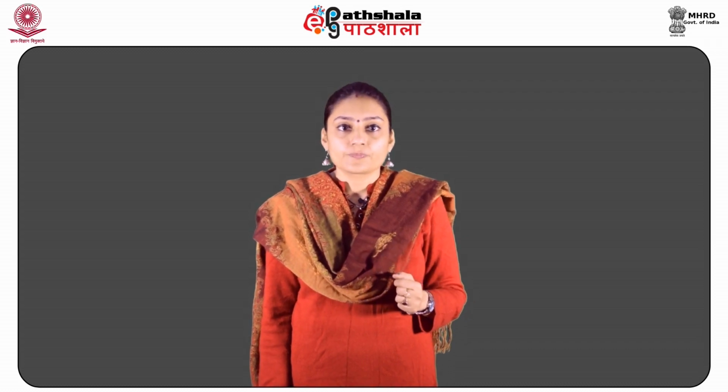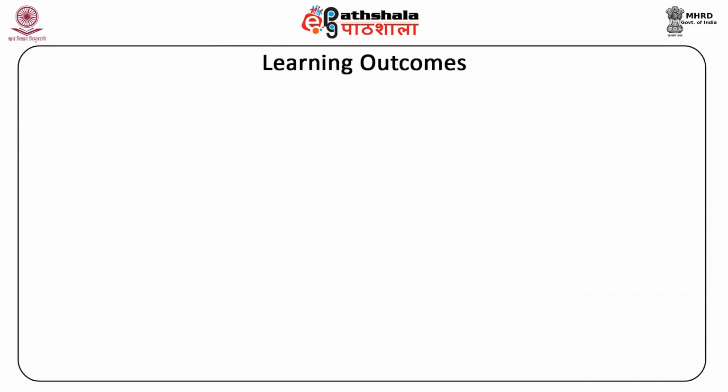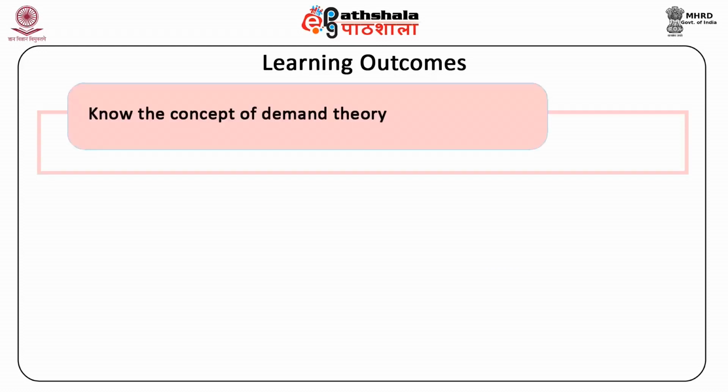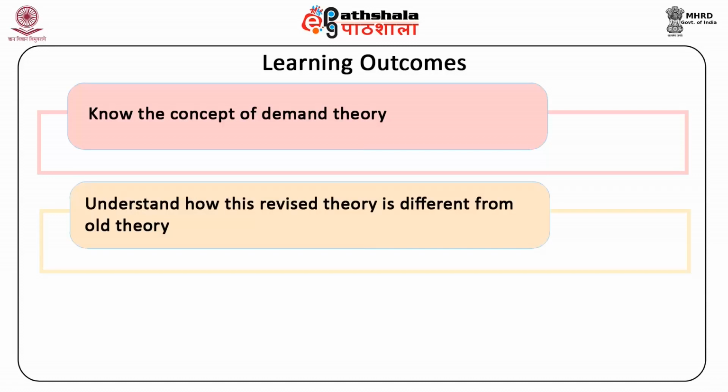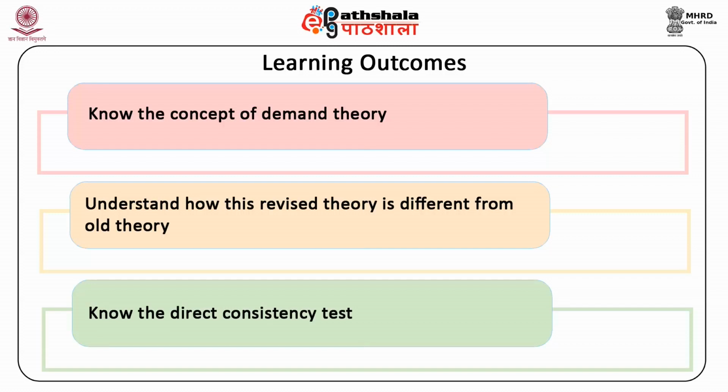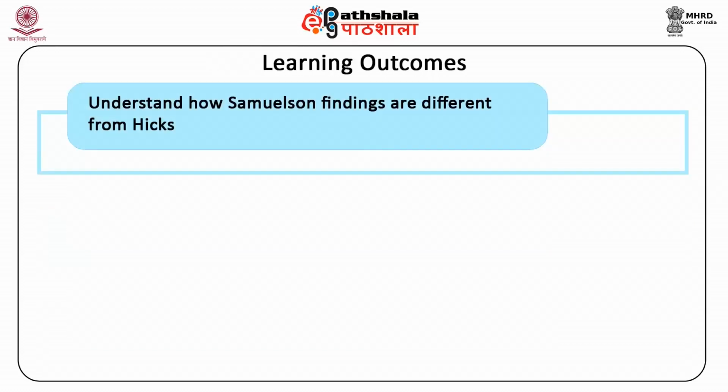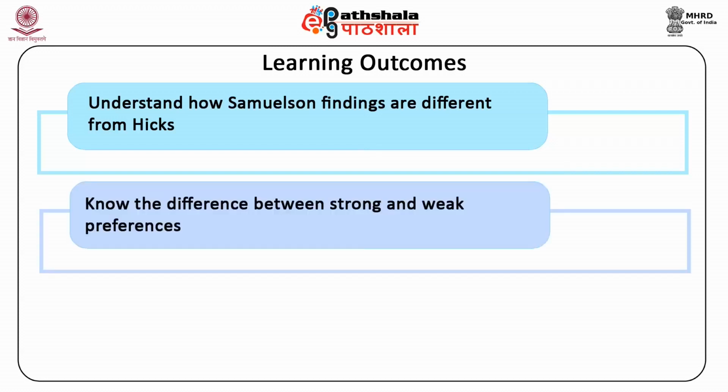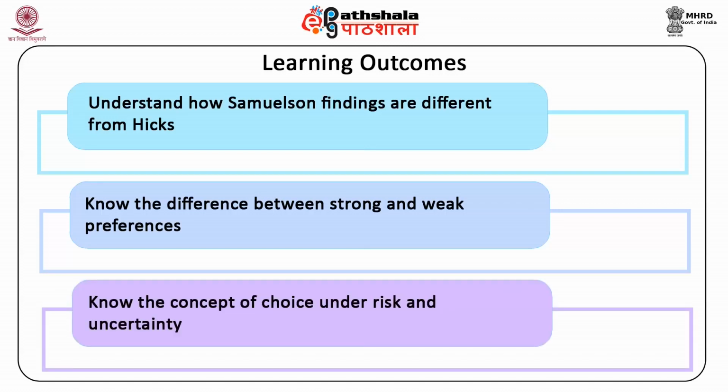After studying this module, you shall be able to know the concept of demand theory, understand how this revised theory is different from the old theory, know the direct consistency test, understand how Samuelson's findings are different from Hicks's, know the difference between strong and weak preferences, and know the concept of choice under risk and uncertainty.